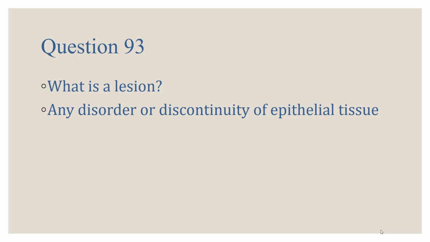Question 93. What is a lesion? A lesion is any disorder or discontinuity of epithelial tissue. So lesions can be on the skin, lesions can be inside the body, the tissue that covers the visceral organs.